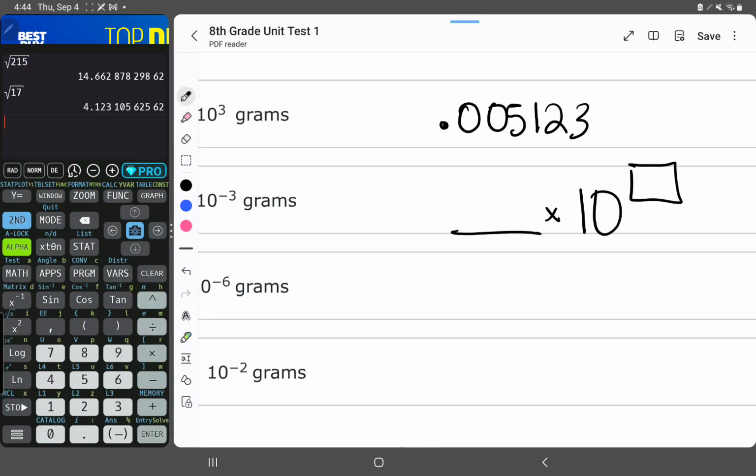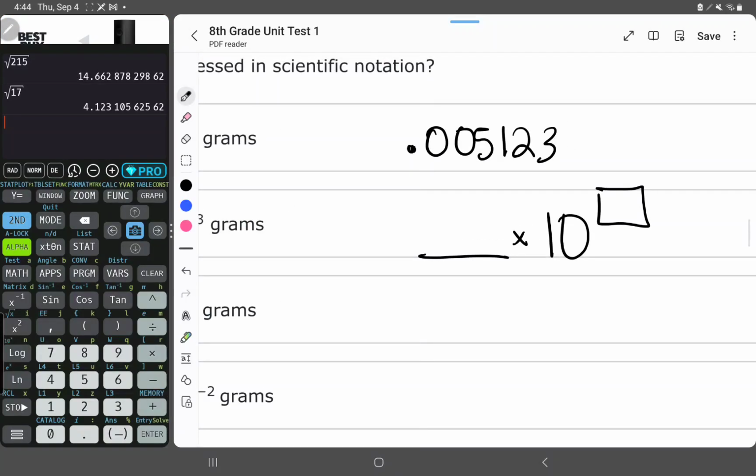Now, the first thing we need to talk about is our exponent. I have a decimal right here, so since I have a decimal, is my exponent going to be positive or negative? Because we have a decimal, our exponent will be negative. Then we need to see how many times we move our decimal.